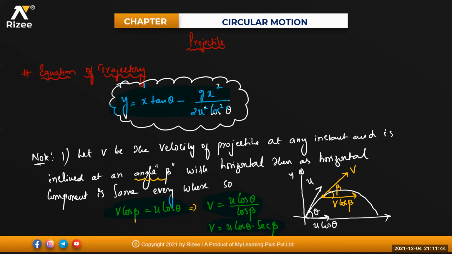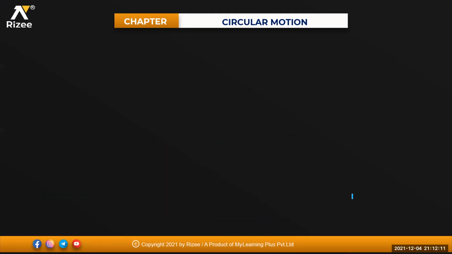The equation of the trajectory is y equals x tan theta minus g x squared divided by 2 u squared cos squared theta. If v is the velocity of the projectile at any instant, inclined at an angle beta with the horizontal, then the horizontal component is always the same, so v cos beta is equal to u cos theta. From that, I am simplifying the basic relation. Is it clear for everyone? Sure. Next one.